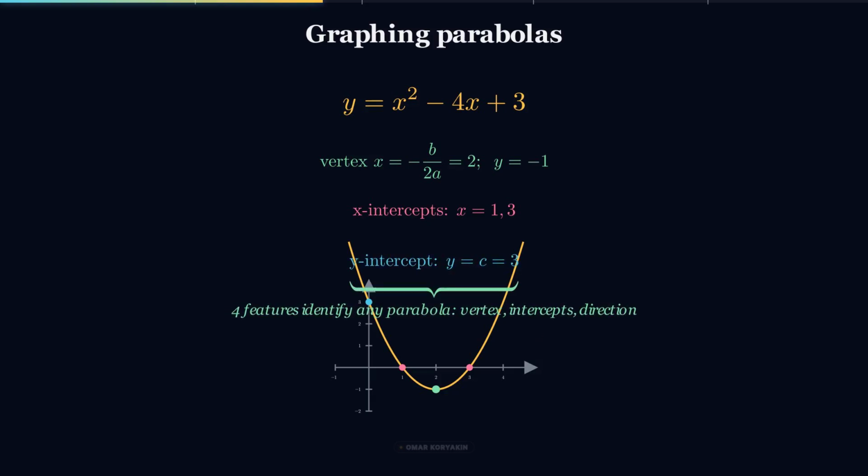Find the y-intercept. Set x equal to 0 in the original equation. y equals 0 minus 0 plus 3 equals 3. The y-intercept is the point (0, 3). With the vertex, x-intercepts, and y-intercept, the parabola is fully determined.